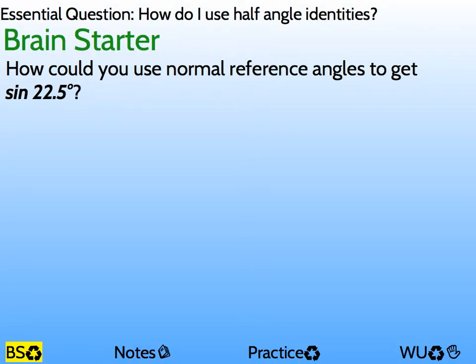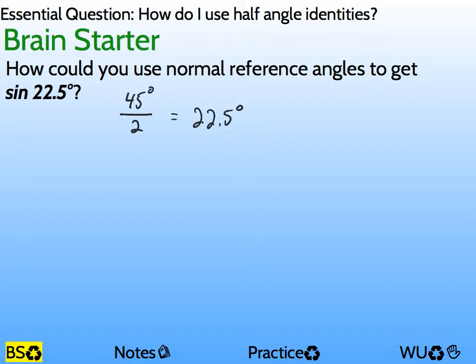This is asking what reference angle that you normally use would you think about to get to 22.5. So what angle is easy to use, one simple operation, to get to 22.5? The answer, of course, is 45 degrees. If you take 45 degrees and do something simple like divide by 2, you're going to get 22.5 degrees.